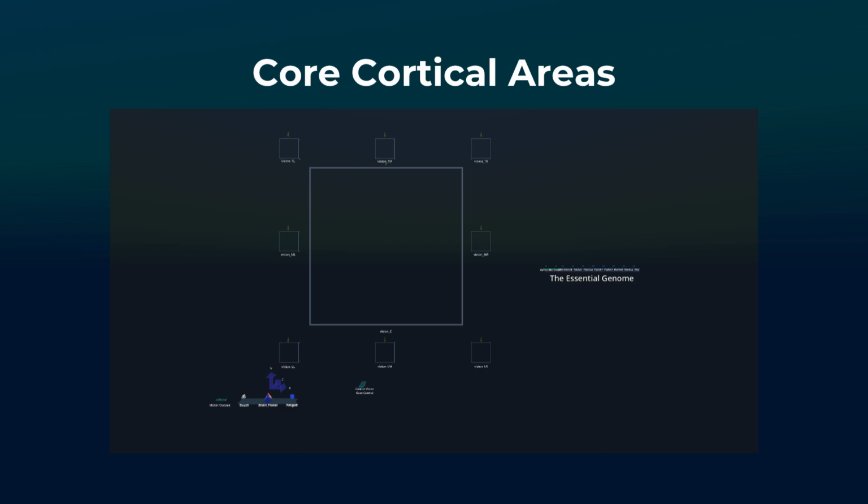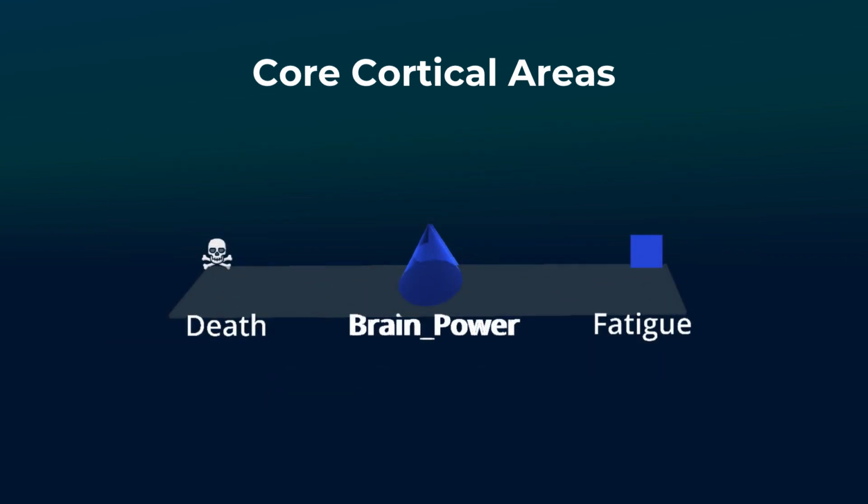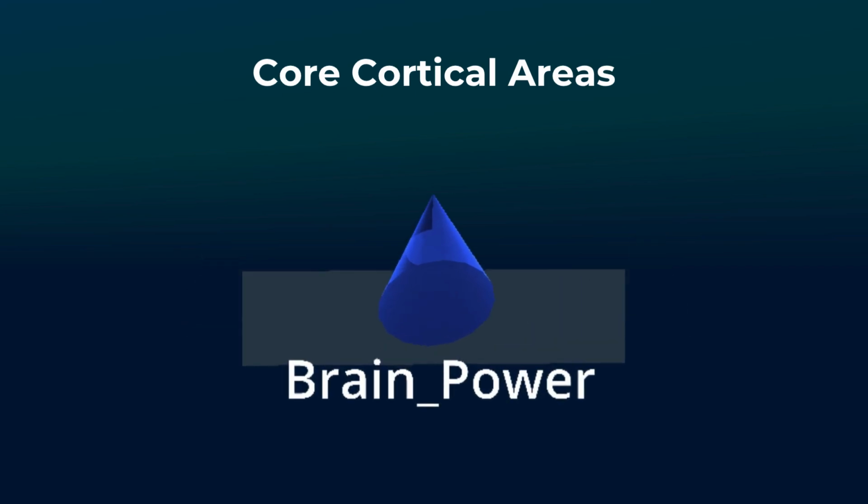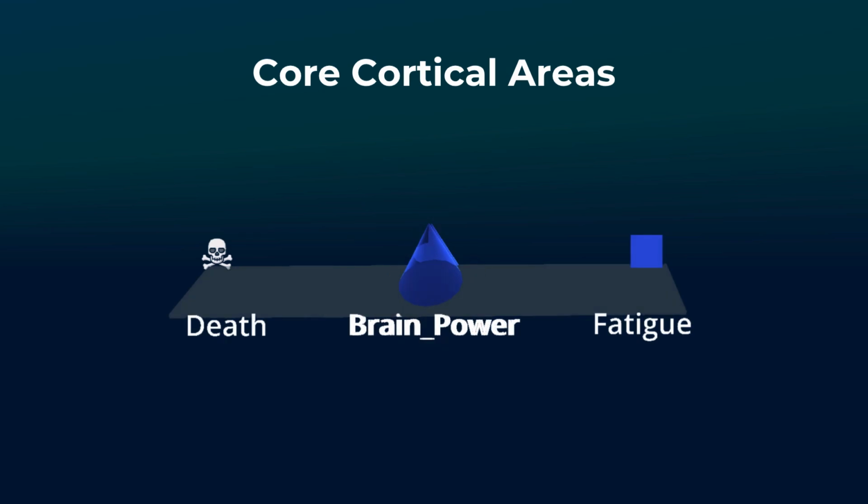Each FEAGI brain contains a set of core cortical areas that come standard with all circuits. They are located in front of the XYZ axis coordinates sitting on a plate. The most important one is the power area, which is in the form of a cone. The flashing frequency of this area highlights the brain frequency, which you can set on the stats segment of the toolbar. To learn more about the core cortical areas, visit the user guide or the associated video tutorial.